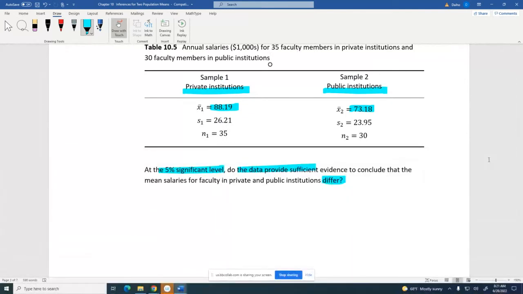Do you have an idea? How can you state the alternative hypothesis for the difference? Okay, let me try. Step number 1.